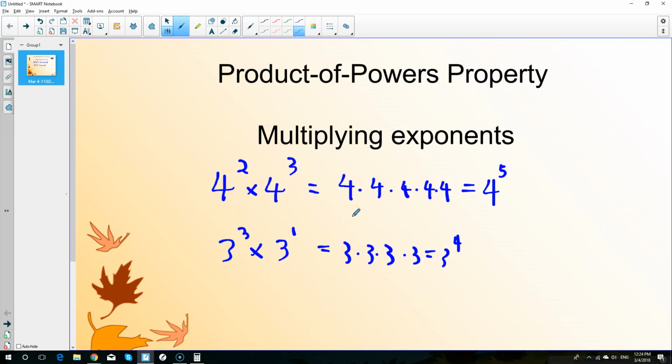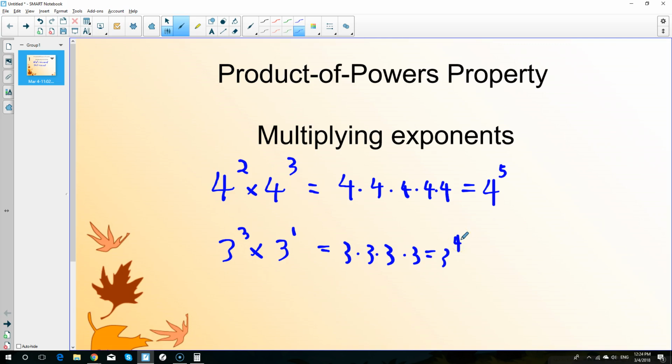Hopefully you can see what's going on. If we are multiplying, so long as the bases are the same, and you have to check that, the bases have to be the same, then I can add the exponents together. So 2 plus 3 is equal to 5. The bases are the same, so I can add the 3 and 1, and I'll get a 4 way up there.